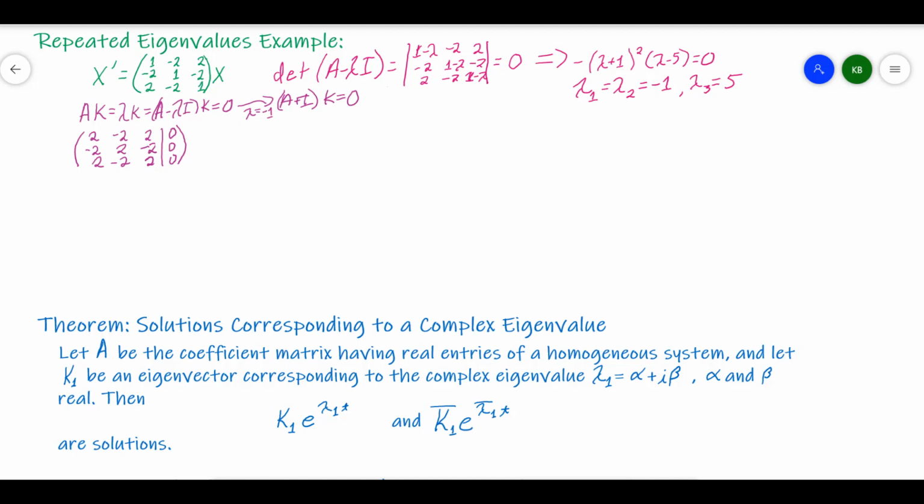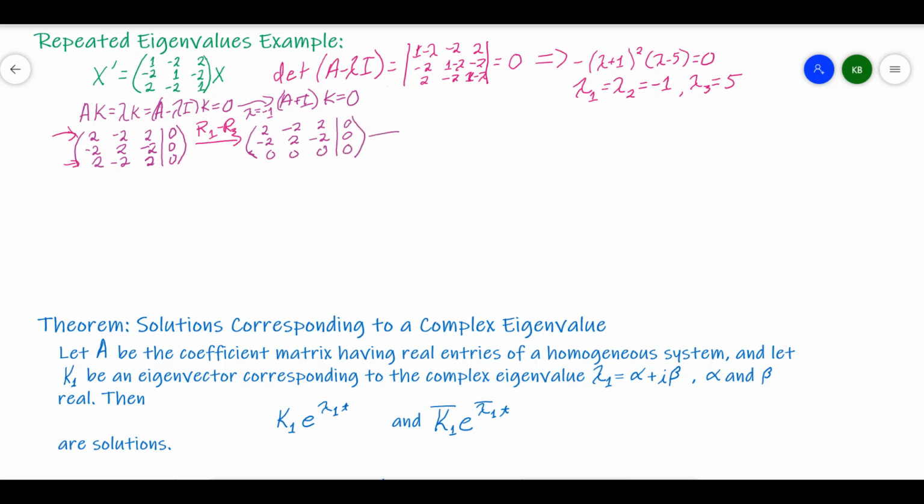notice, you know what? Row 1 and row 3, they're identical to one another. So if I just take row 1 minus row 3, and I put it back into row 3, it's just going to become a whole row of zeros. So I'm going to end up with 2, negative 2, 2, 0. And then the row 2 I didn't do anything to, so negative 2, 2, negative 2, 0. And then 0, 0, 0, 0.